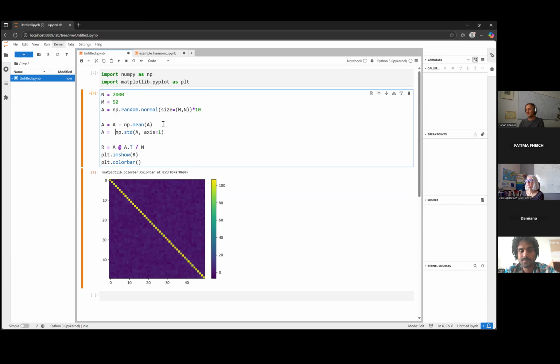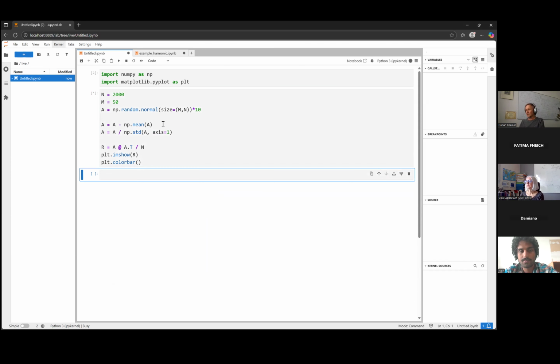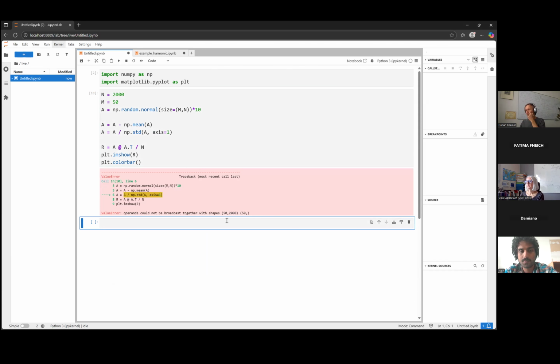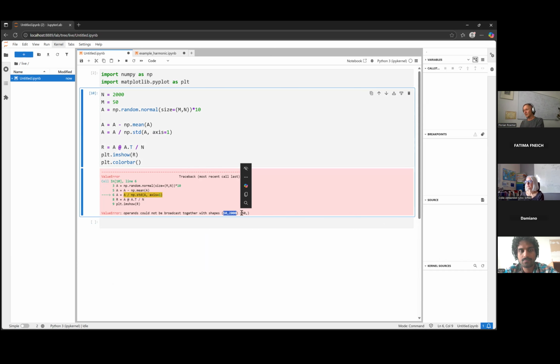So I might be tempted to say, well, let me do it like that. This is not going to work. Why? We have a matrix of size 50 by 2000, and we have a vector of length 50. So you can't divide it directly like that. But there is a simple fix for that. Because if instead we extended this to be a matrix of size 50 by 1, then Python would realize, oh, there is a thing 50 by 2000 and 50 by 1.